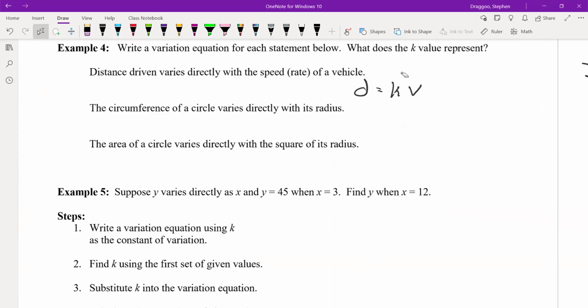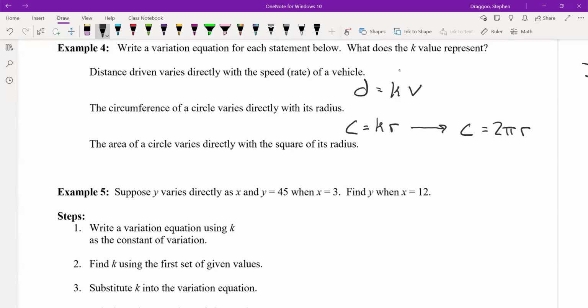After that, the circumference of a circle varies directly with its radius. Well, that'll be C equals KR. Circumference is equal to K times the radius. In particular, we happen to know this one. The circumference is equal to 2 pi r. So K here is 2 pi, just some constant that relates the two numbers together. It's important that this constant does not change. It's always a fixed number, but it lets me convert one number to the other.